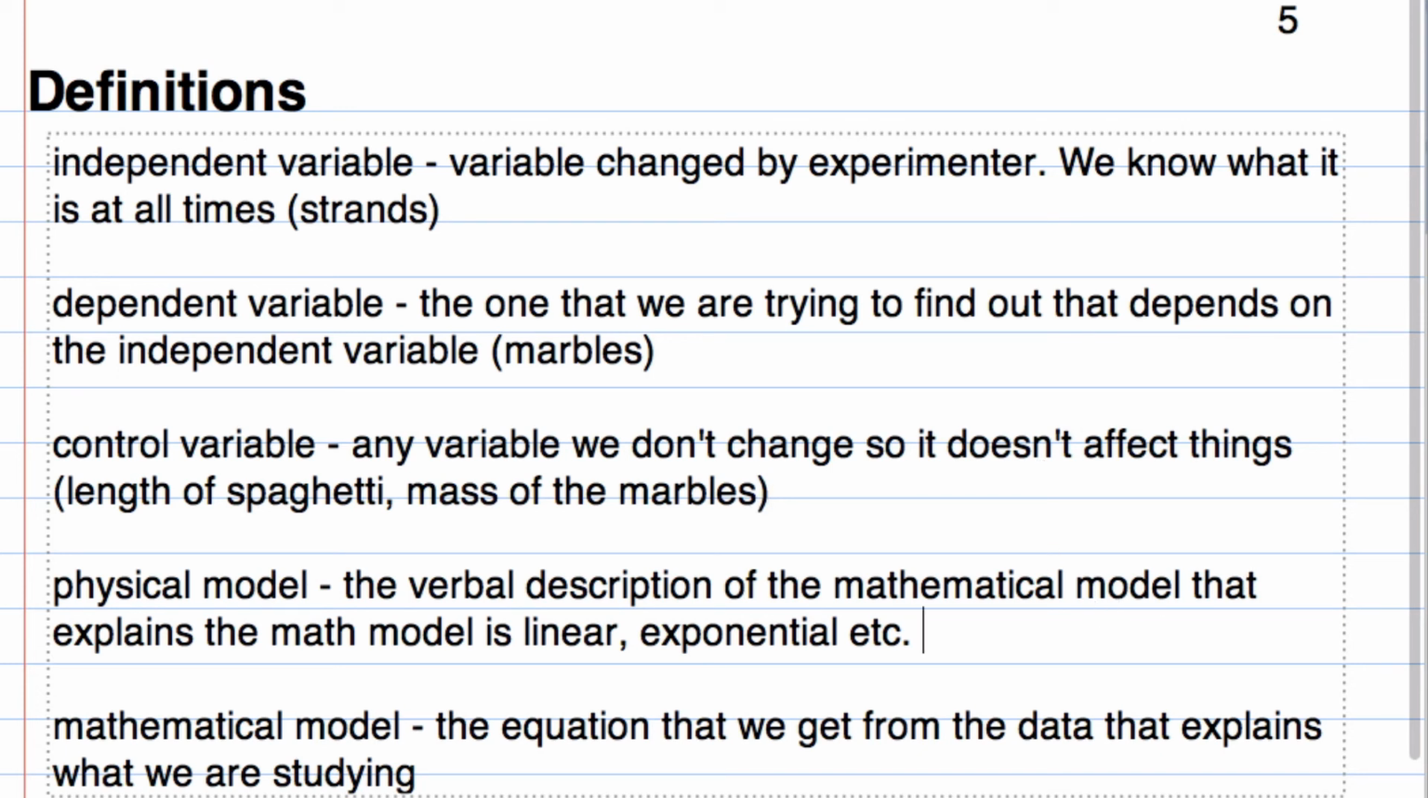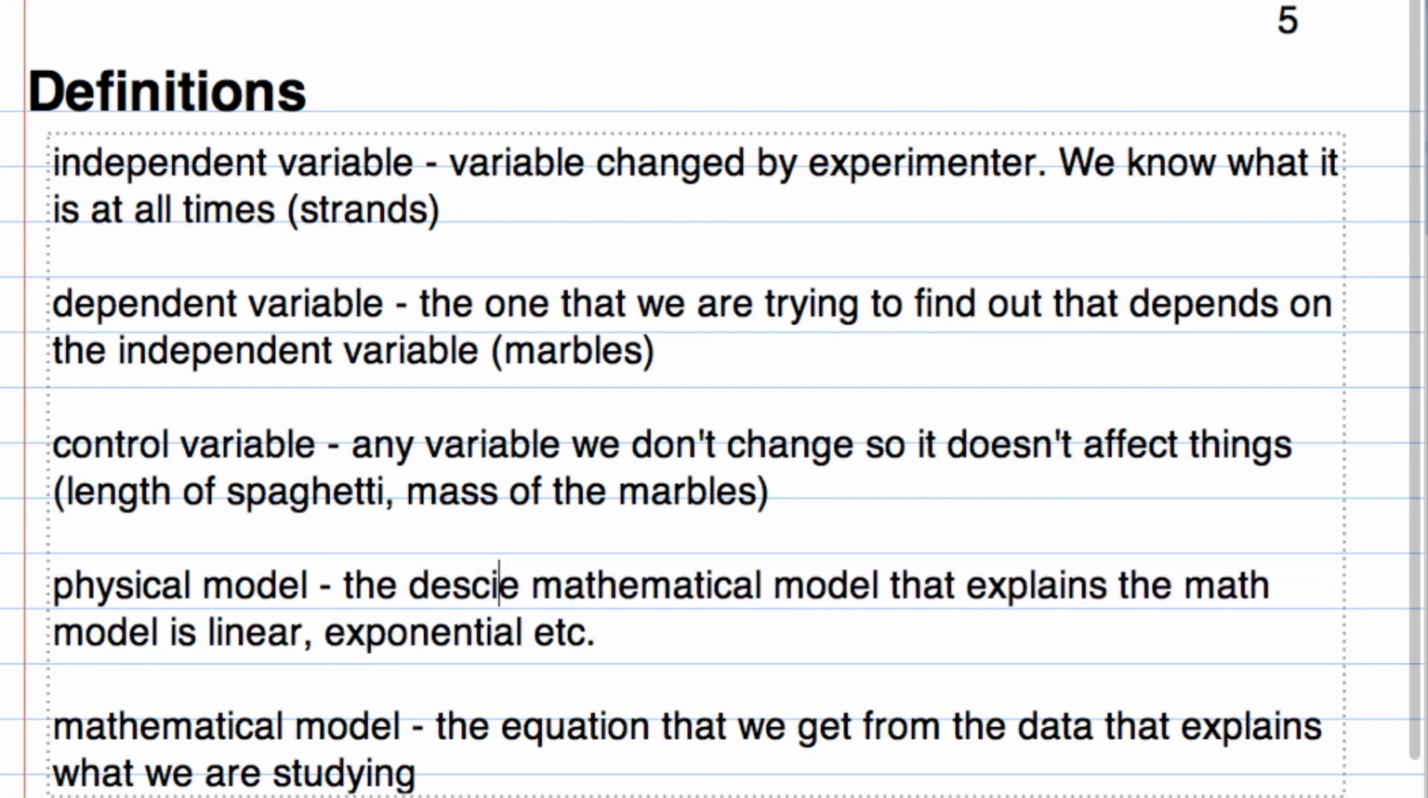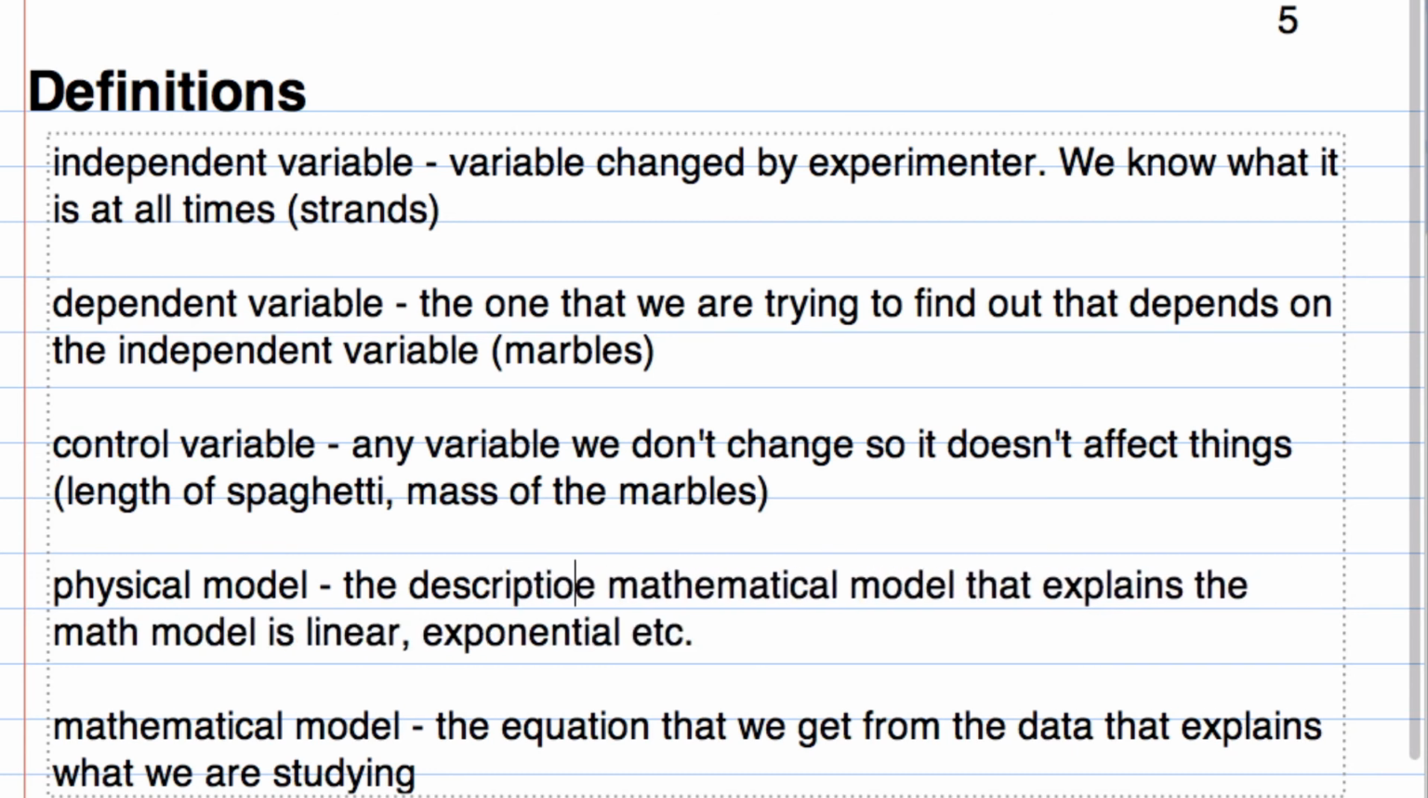Then we have the physical model. The physical model is the words we use, the word description of the math model. So basically, it's the description of the math model. I'm going to write that a little bit better. It's the description of the math model that explains if the math model is linear, or it's a power, or it's exponential.